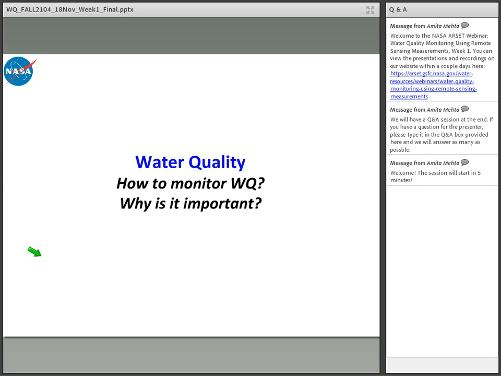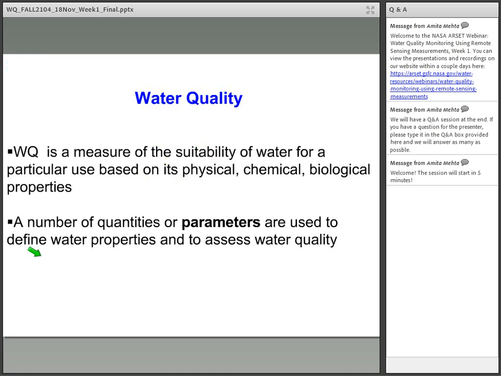So to start with water quality, what we mean by water quality is a measure of the suitability of water for any particular use. So the properties that water holds, physical, chemical, and biological properties. Based on this, whether this water can be used for any particular use is decided. And so that is what we mean by water quality.